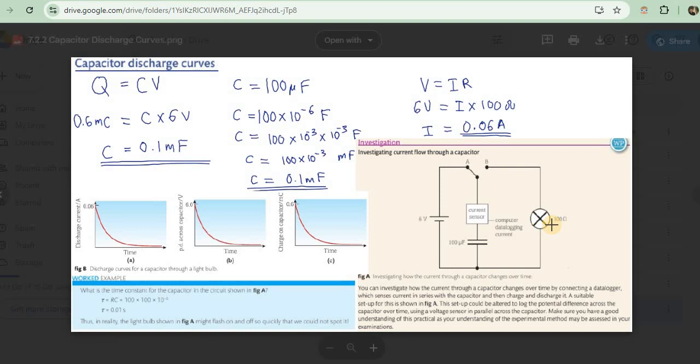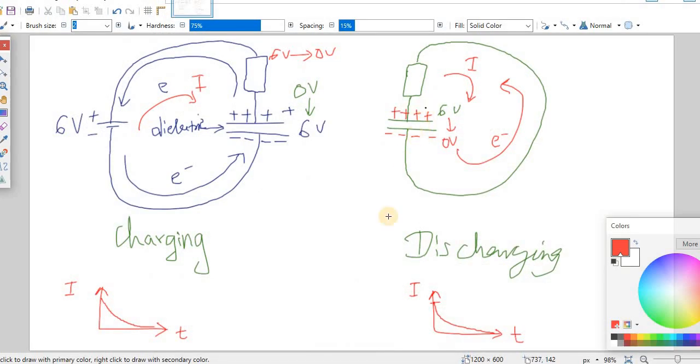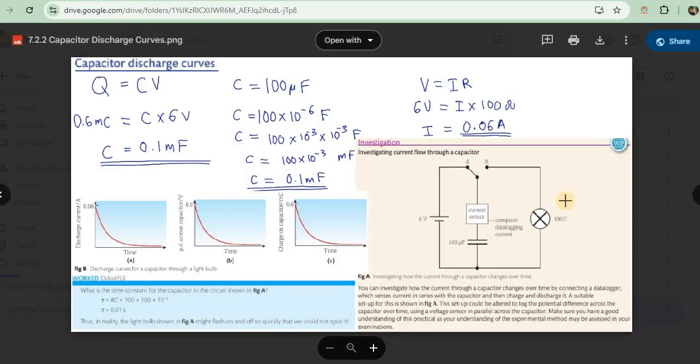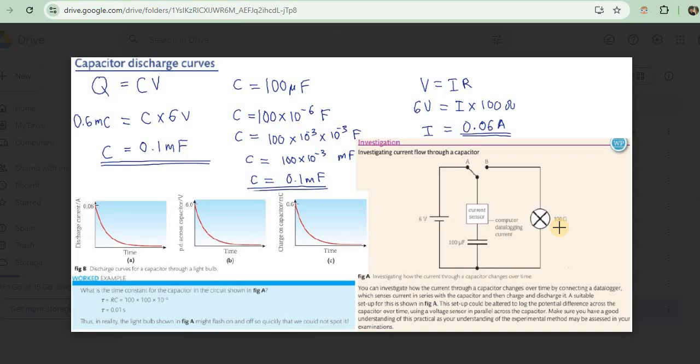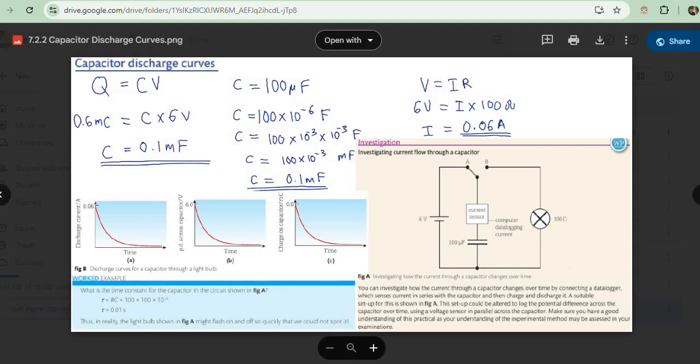Now to find the initial current, that is at the very beginning, when the capacitor begins to discharge, that current I naught, actually, I should have included a 0 there. I naught can be found using V equals IR. So V, remember, the potential difference across the capacitor when it is fully charged is equal to what? 6 volts. So here you can see 6 volts, and it's discharging through a resistor of 100 ohms. So in the very beginning, when the capacitor is fully charged, it has a potential difference of 6 volts and the resistance here is 100 ohms.